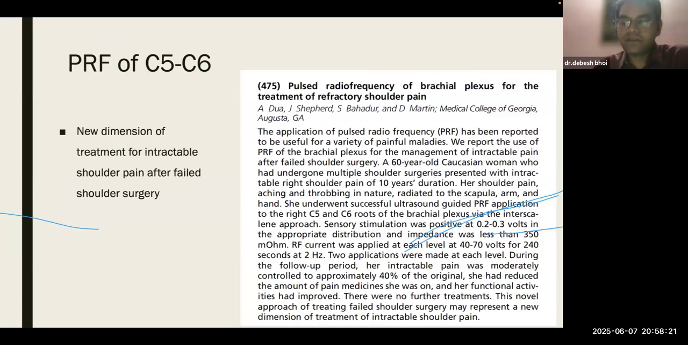This is a 60-year-old woman with intractable right shoulder pain of 10 years' duration. The shoulder pain was aching and throbbing in nature, radiating in the C5 and C6 distributions. So they planned pulsed radiofrequency of the brachial plexus for this refractory shoulder pain, and she had good relief.